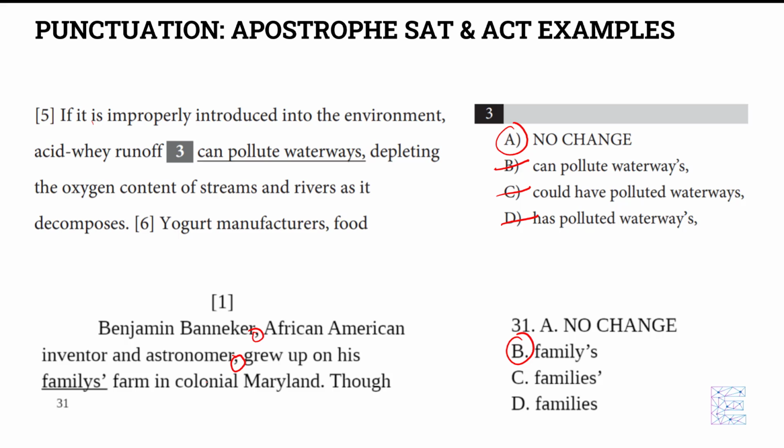All right. So that brings us to the end of the lesson on apostrophes.